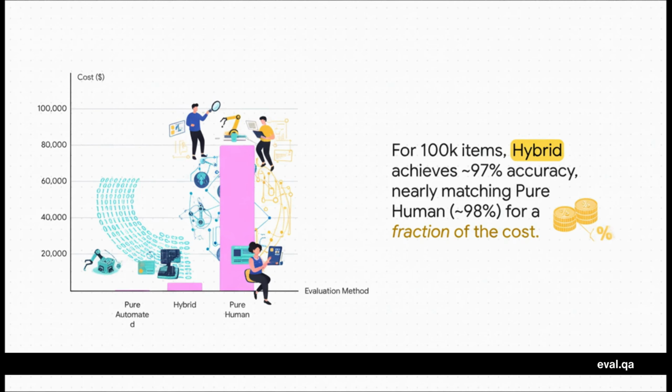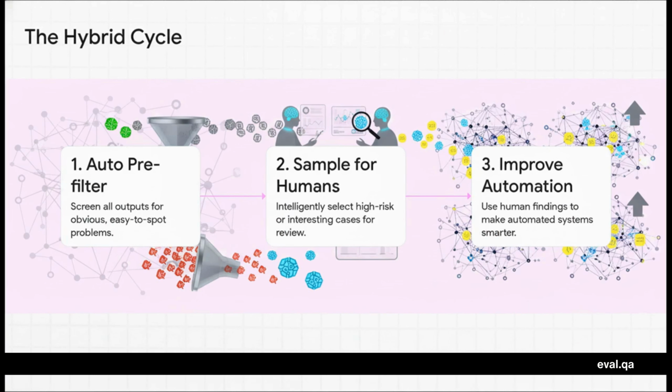Look at this. To check 100,000 AI outputs, pure automation is cheap, like $500, but the accuracy is pretty mediocre. Now, pure human review gets you amazing accuracy, like 98%, but it costs a fortune, 80 grand. But check out the hybrid approach in the middle. For about $4,500, you get 97% accuracy. You're getting basically the same quality as the pure human approach for a tiny, tiny fraction of the price. That is a no-brainer. So, how does this magic actually work?